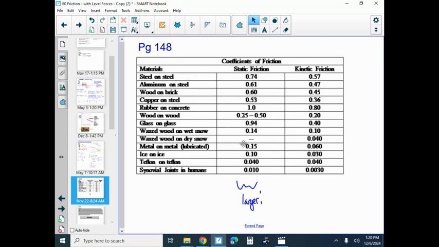All right, so between surfaces, there's a very specific coefficient of friction, right? Static being the bigger ones and kinetic being the smaller ones.